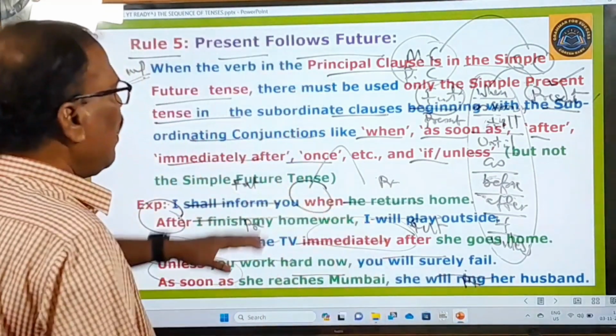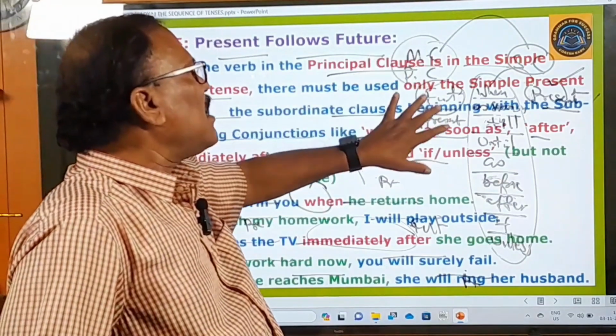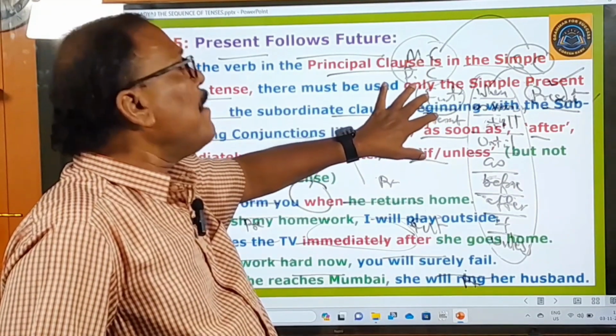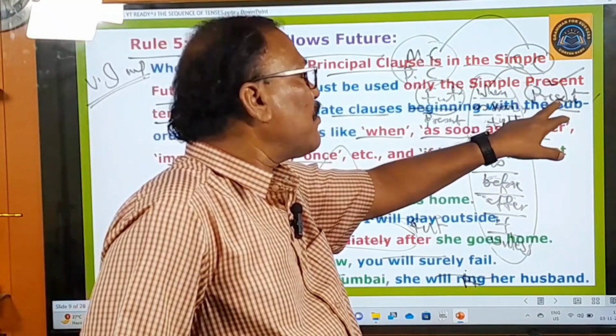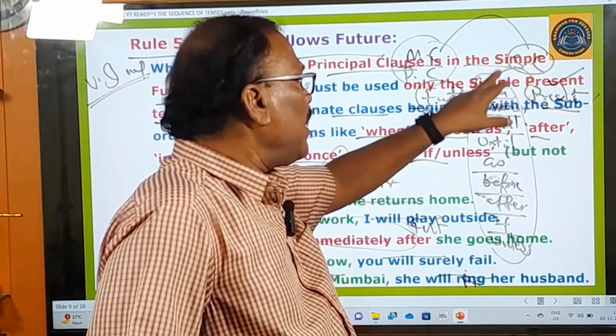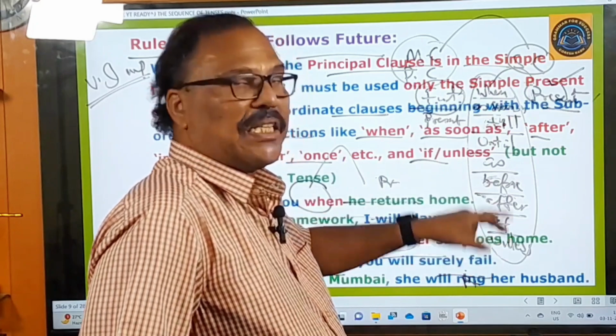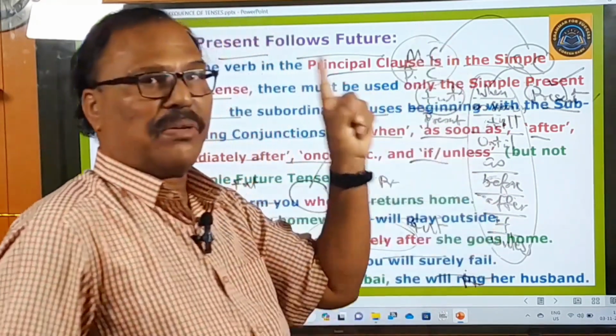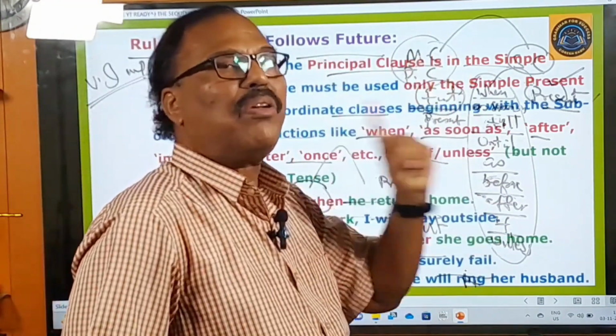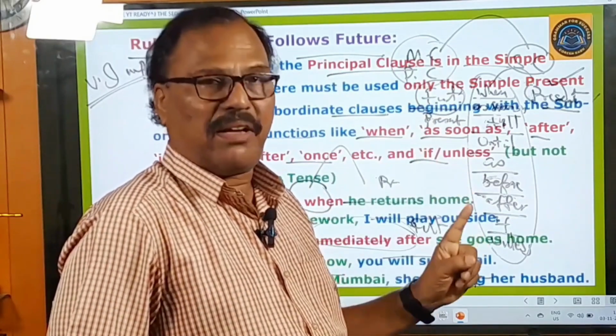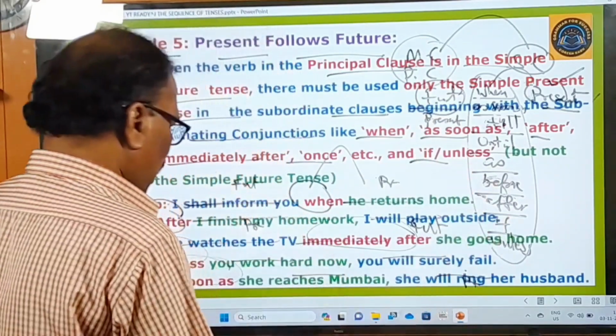So in this way, whenever there is present tense or future tense in the main clause part, only the present tense form must be used in the subordinate clause beginning with when, as soon as, till, until, as, before, after, if, unless. Please keep these conjunctions in your mind. Very, very, very important from all your competitive examinations point of view. Please keep this rule in mind. Now let's go to the next rule.